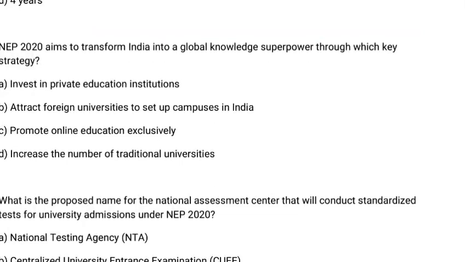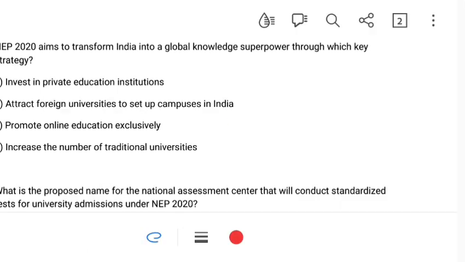NEP 2020 aims to transform India into a global knowledge superpower through which key strategy: invest in private education institutions, attract foreign universities to set up campuses in India, promote online education exclusively, increase the number of traditional universities. It will be B, attract foreign universities to set up campuses in India.